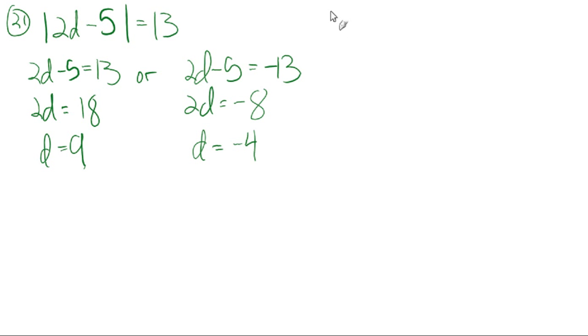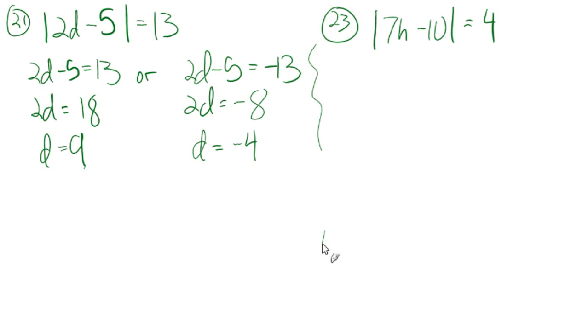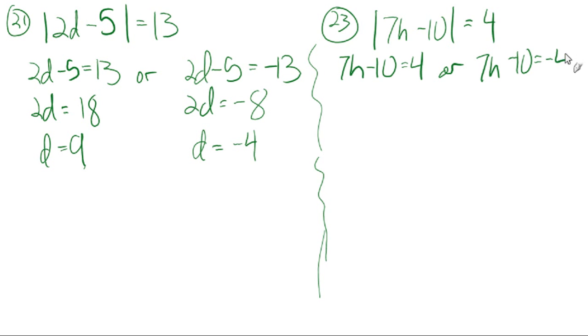let's do one more just like this, just for some practice here. 7h minus 10 is equal to 4. Whatever's inside the absolute value could turn out to be 4, and an absolute value of 4 would be 4. Or whatever's inside the absolute value could come out to be -4, and the absolute value of -4 would be 4. So 7h equals 14, h equals 2, or 7h equals 6, and h equals 6/7.